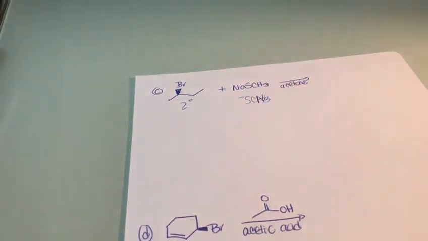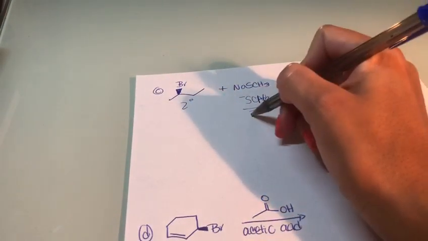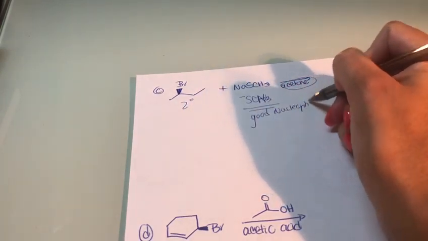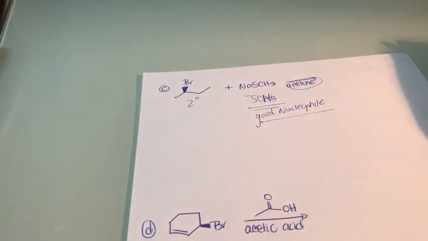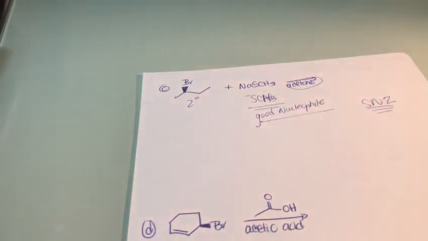This is a hydrogen. And you have acetone here. Acetone is a polar aprotic solvent. And this nucleophile is a good nucleophile. A good nucleophile with a polar aprotic solvent is telling you that you will have the SN2 reaction mechanism.